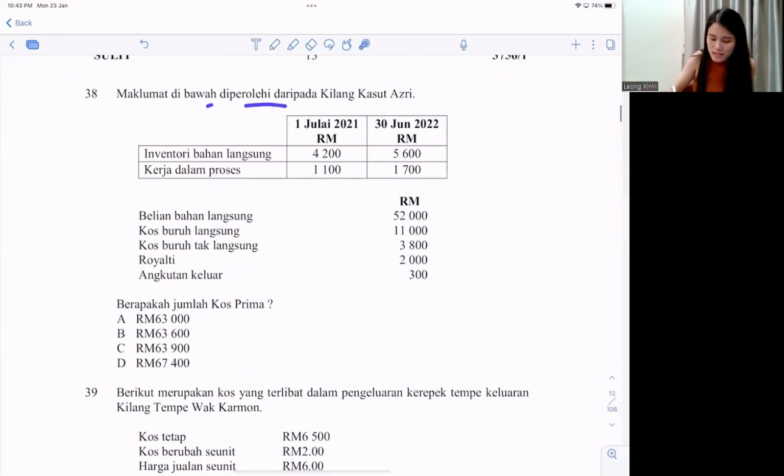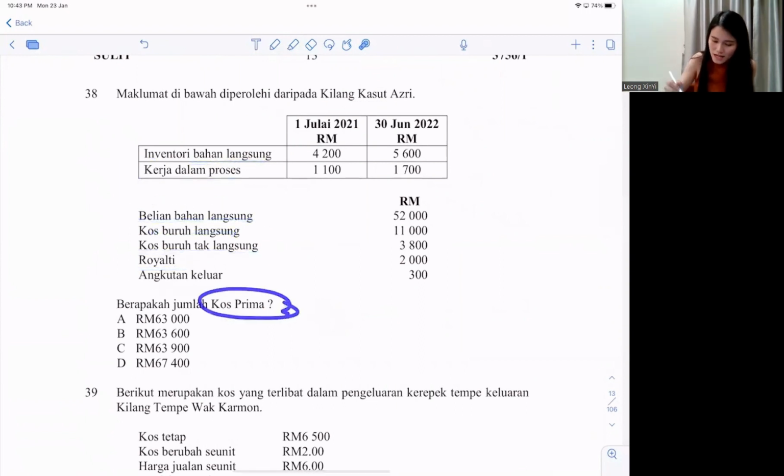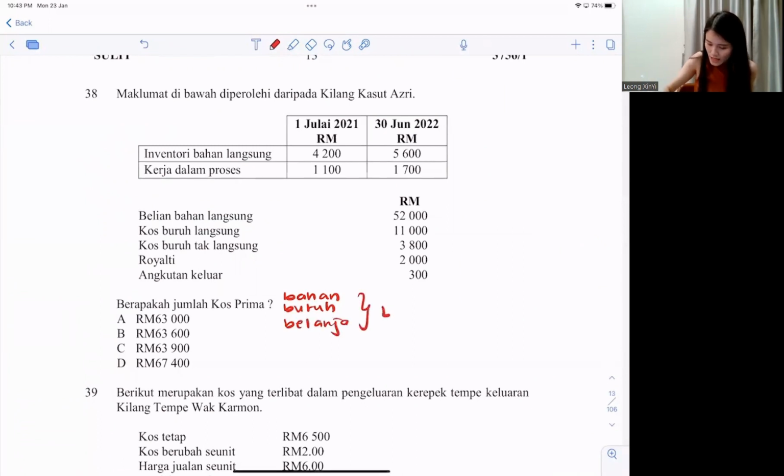Alright, last 3 questions. Maklumat di bawah diperolehi daripada kilang kasut. It's all about box 7 now. Inventory bahan langsung, kerja dalam proses, berlian buruh tak langsung, royalty angkutan keluar. So, berapakah jumlah kos prima? Same again, you can take bahan, buruh, and belanja langsung sahaja. So, we don't want angkutan keluar. Angkutan keluar is for pejabat. Because ship out, that one is for customer.